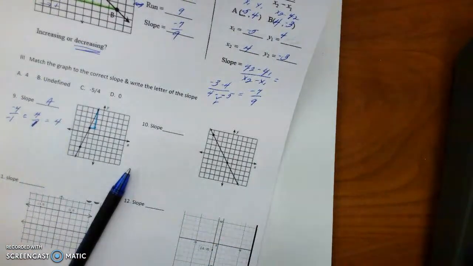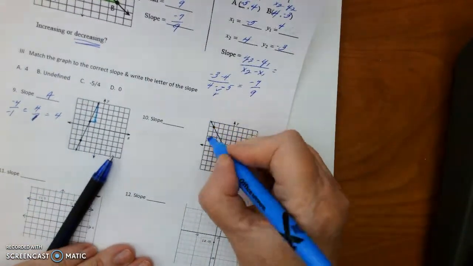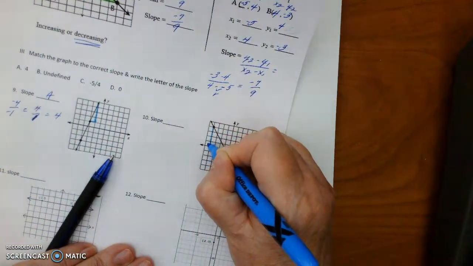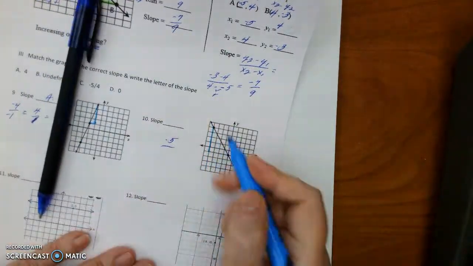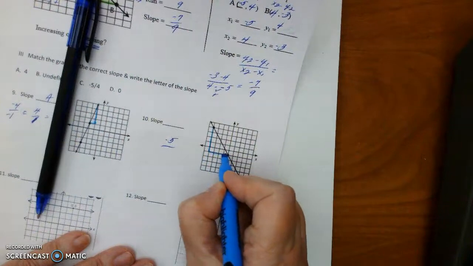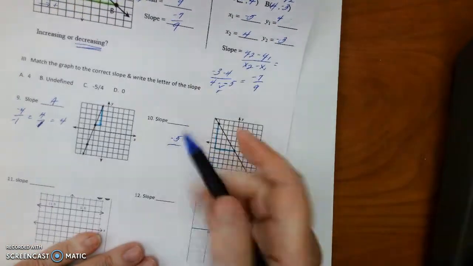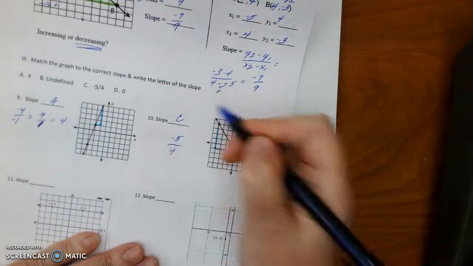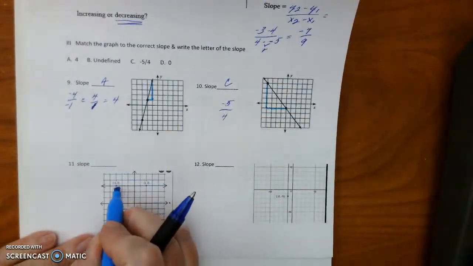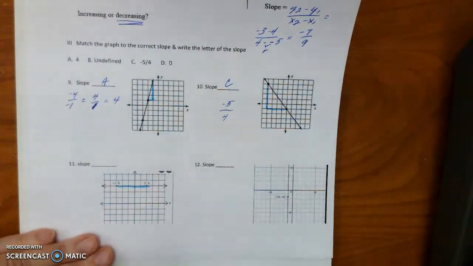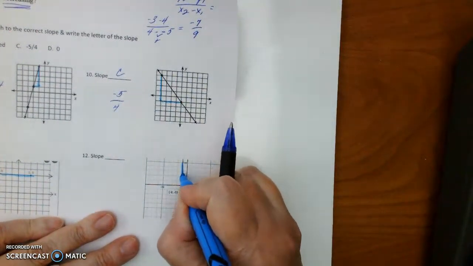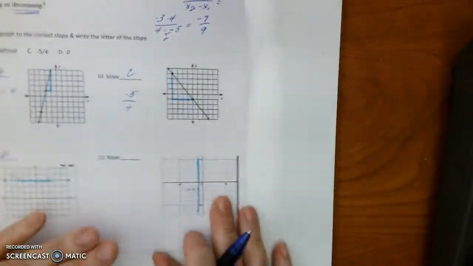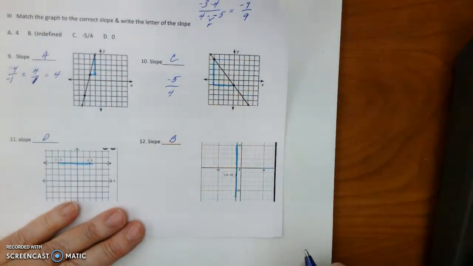The next one, you're going to go down 1, 2, 3, 4, 5. So it's -5 over 1, 2, 3, 4. You go over 4. So that would be C. Now, this one here is a straight horizontal line, which is a 0 slope. So that's D. And this one goes straight down. So that is B, undefined.